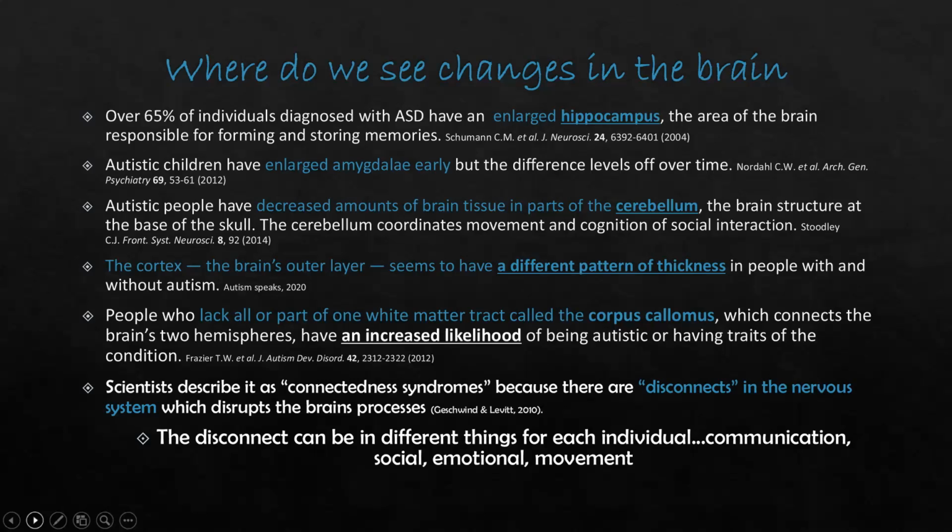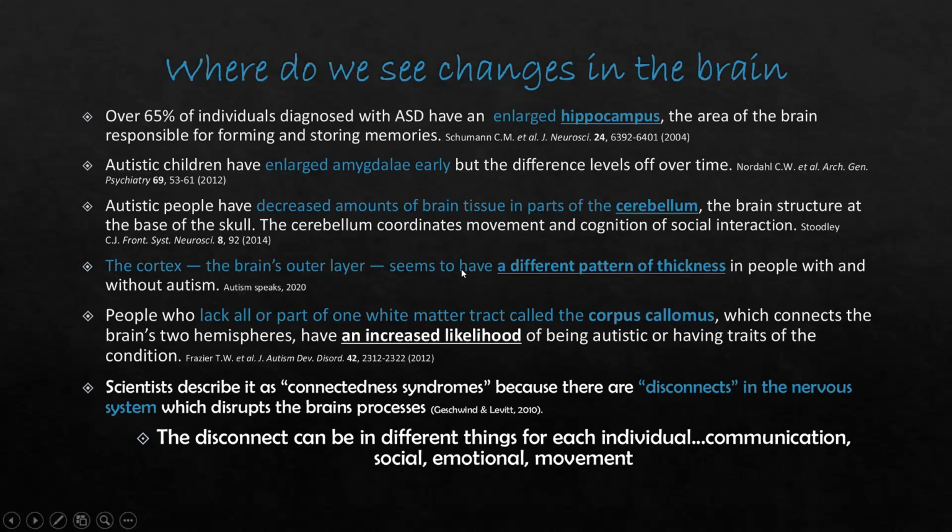This hippocampus is responsible for forming and storing memories. Autistic children also have enlarged amygdalas. So the amygdala is responsible for emotion. I'm sure you've gotten that. I'm trying to help here, guys. Sorry. Also, there is decreased amounts of brain tissue in parts of the cerebellum. There we go. That helps.